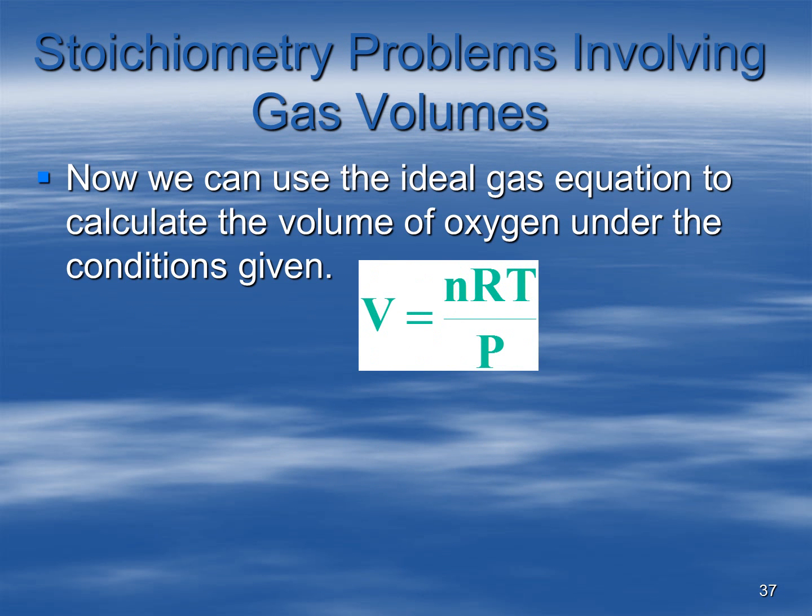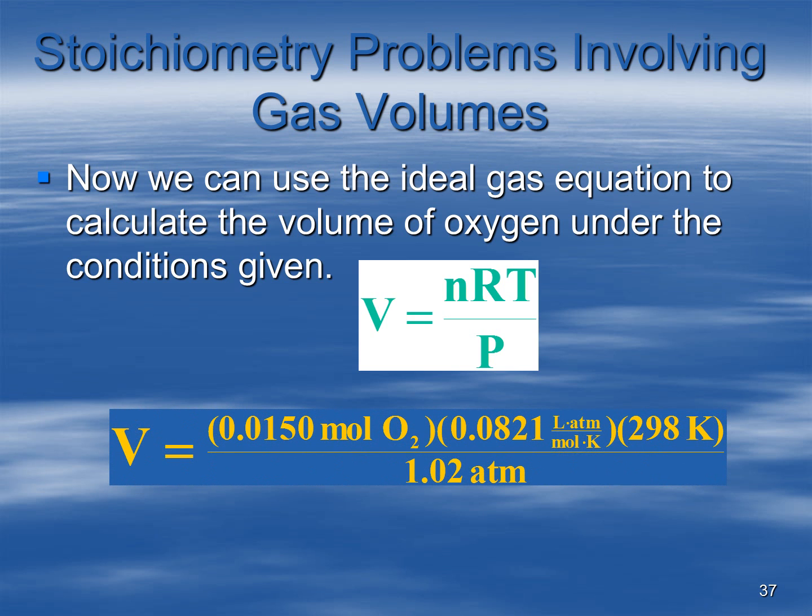So now we know that volume equals nRT over P. We know n is 0.0150 moles of O2. We know R, of course. T is 298 Kelvin, that was in the original problem. And the original pressure in the problem was 1.02 atmospheres. If we solve this, moles cancel, atmospheres cancel, Kelvin cancels, and we'll end up with liters. So 0.360 liters of oxygen will be produced at this temperature and pressure.